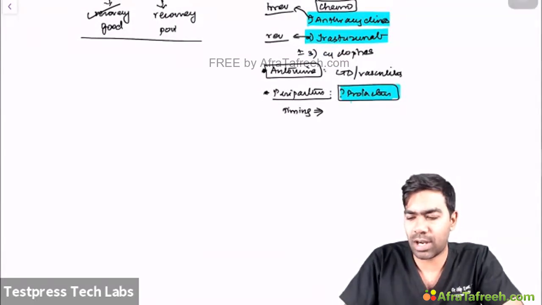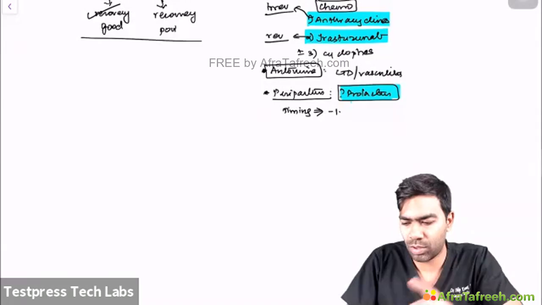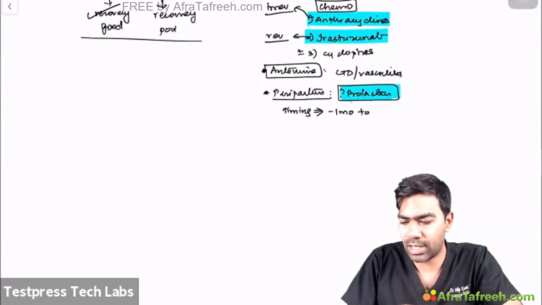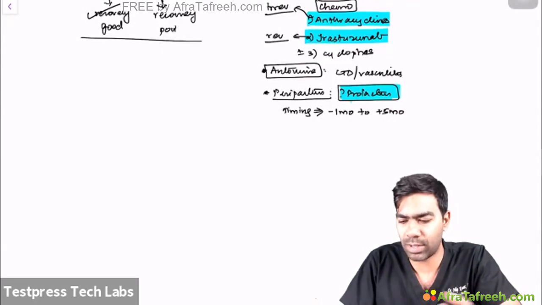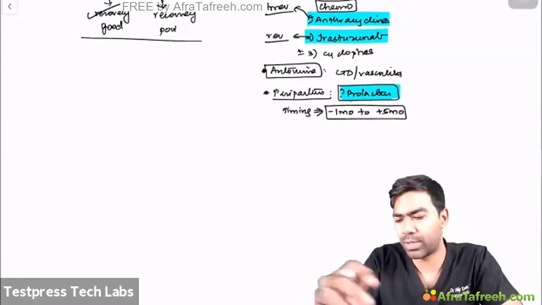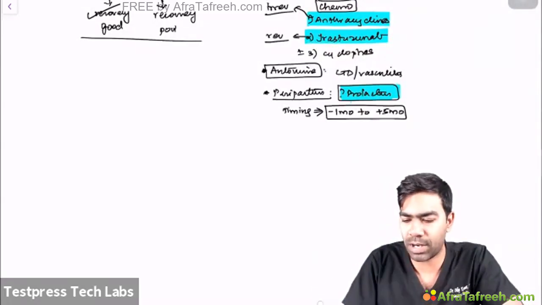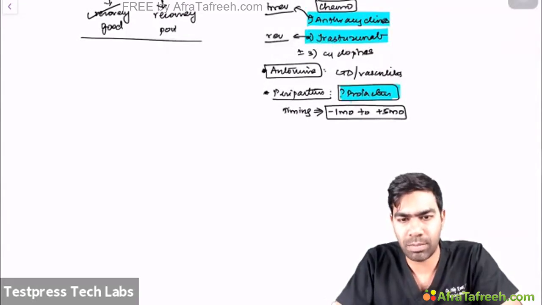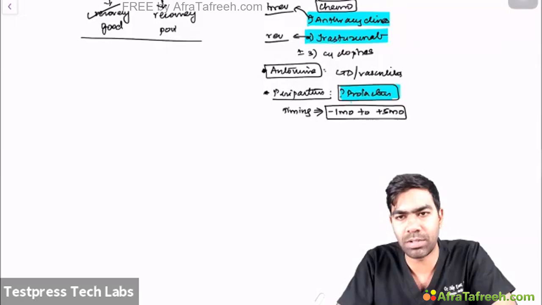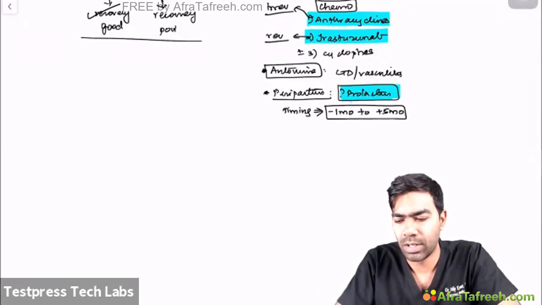So usually it starts 1 month before the delivery, and it can happen anytime up to 5 months after delivery. So timing is very important: from 1 month before the delivery to 5 months after the delivery in the postpartum period, it can happen. That's why it's called peripartum, not postpartum cardiomyopathy, because many students think it's postpartum. It's peripartum. It can happen just before the delivery also.